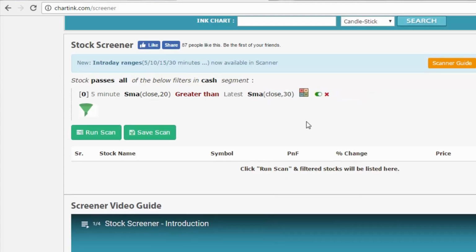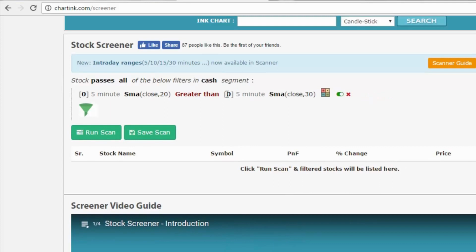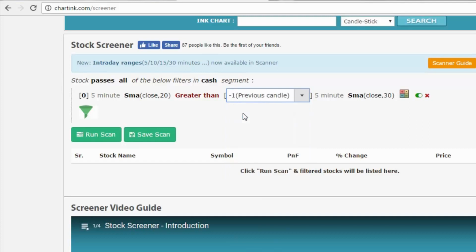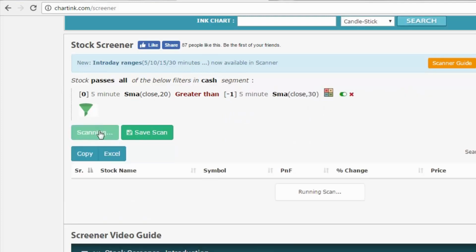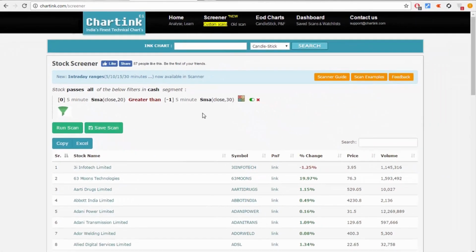Just as an example I show this one, 30. Then here change it to 5 minutes. So just click the 0. They ask me about the previous candle or previous 2 candles, 3 candles, or however many candles you want, you just enter it. So I just click the previous candle. Once you run it, I get all the stocks which met this condition.